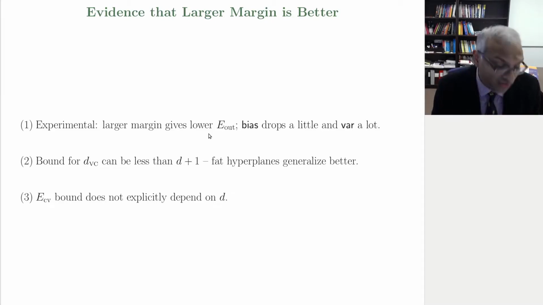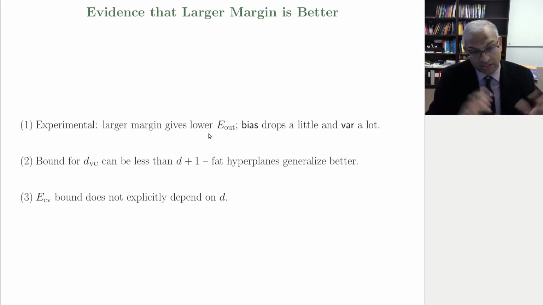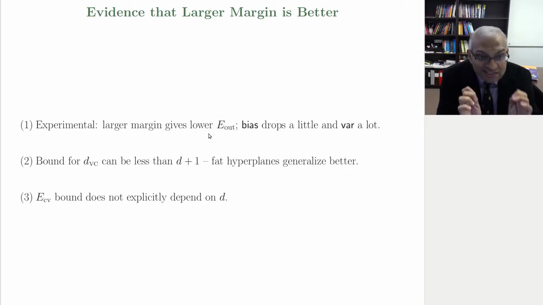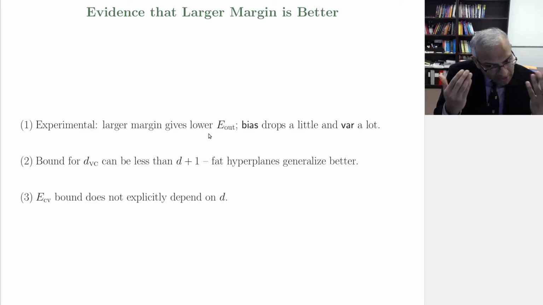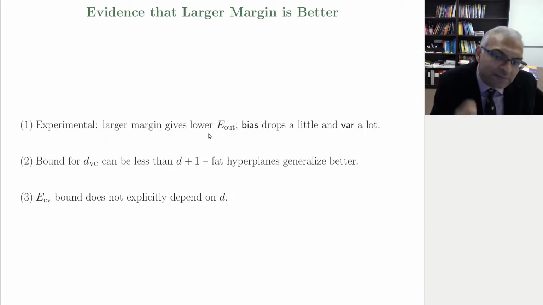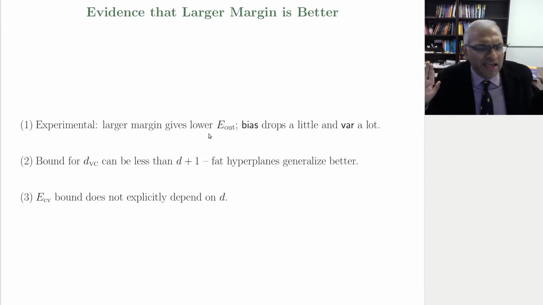Now remember what the cross-validation error was. You leave out a data point, you build your model, and then you classify the left-out data point, and on average, what's the error that you make on the left-out data point? So the cross-validation error is an unbiased estimate of your expected out-of-sample error when you learn on n-1 data points. At a high level, it is an estimate of your out-of-sample error.